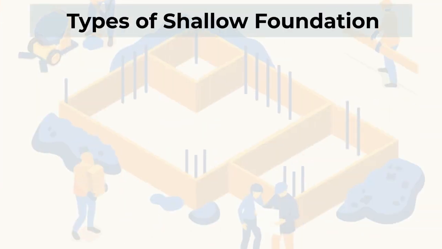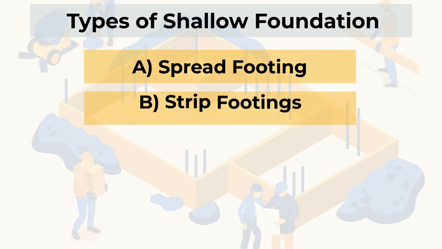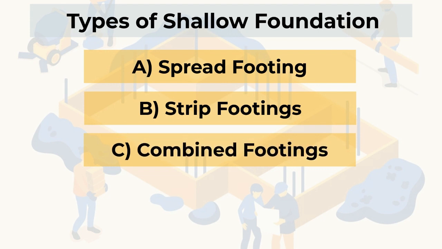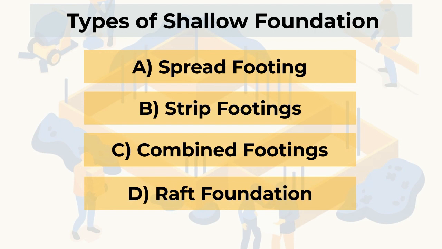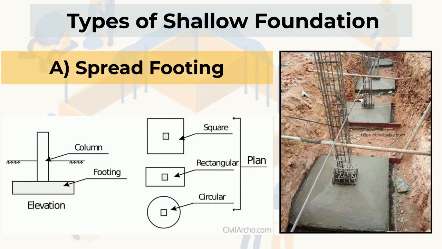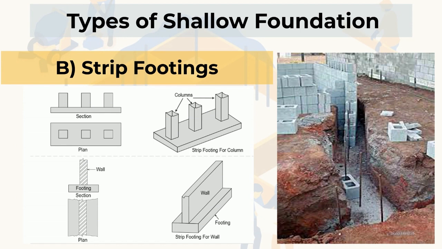Types of shallow foundations. A. Spread footing. B. Strip footings. C. Combined footings. D. Raft foundation. A. Spread footing. This type of footing is typically used for small structures, such as sheds or decks. B. Strip footing. Strip footings are used to transfer loads of closely spaced rows of columns to the ground.